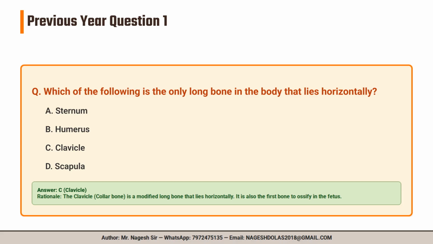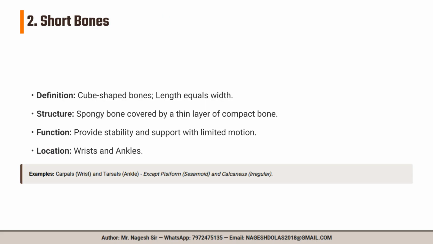Our first previous year question asks, which of the following is the only long bone in the body that lies horizontally? The correct answer is C, the clavicle, which is a modified long bone. Short bones are cube-shaped, meaning their length equals their width. Structurally, they are spongy bone covered by a thin layer of compact bone. They provide stability and support with limited motion, and are mainly located in the wrists and ankles.